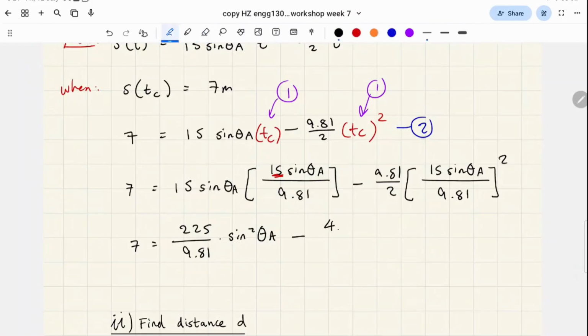And then minus 4.905, which is 9.81 over 2. 15 squared is 225. 9.81 squared is at the bottom of the fraction there, and we still have our sine component that's like that.